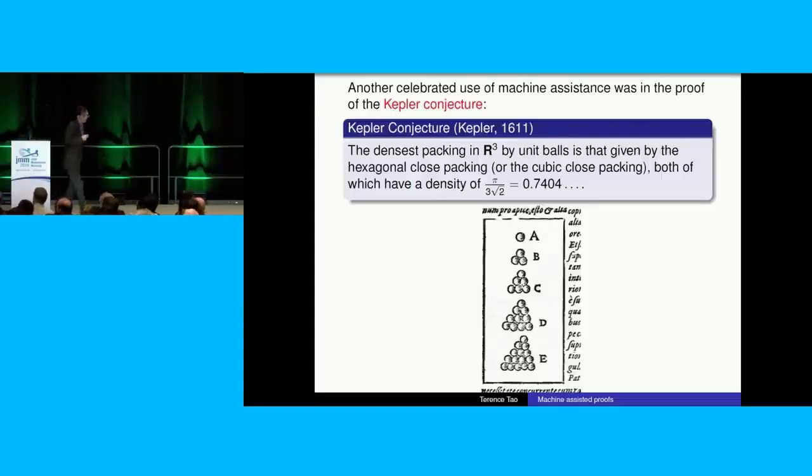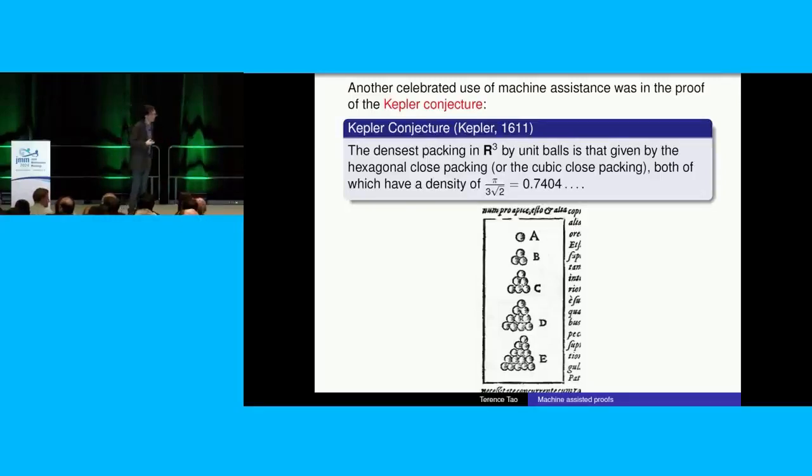Another famous machine-assisted proof, well, actually initially human proof, but eventually computer verified, was the proof of the Kepler conjecture. The Kepler conjecture is a statement about how efficiently you can pack unit spheres in the plane. There's a natural way to stack unit spheres, and it's the way that you see oranges stacked in the grocery store. It's called the hexagonal closed packing.